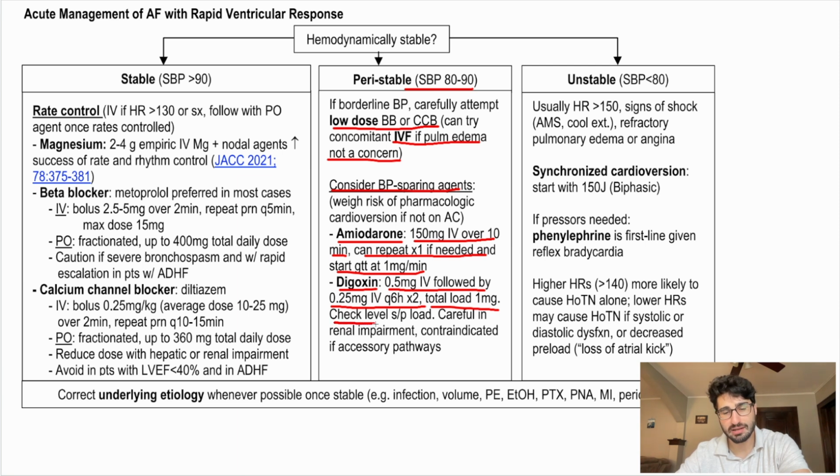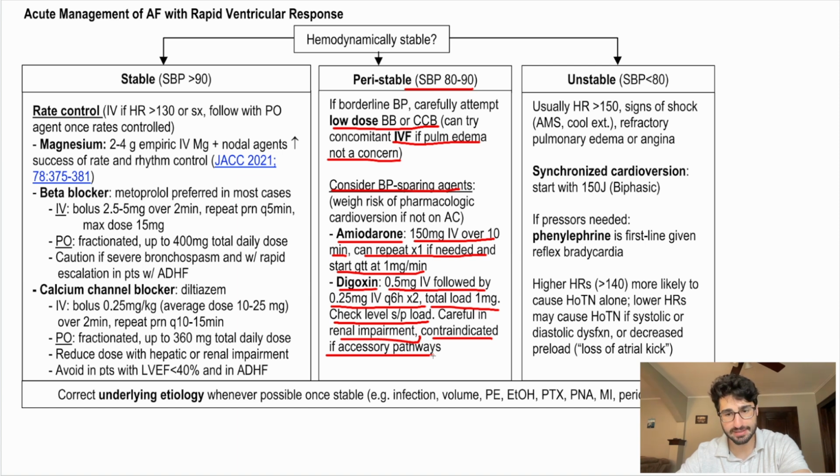For digoxin, it is important to monitor the serum levels of the drug, and this is especially important in patients with renal impairment, and the reason for this is because digoxin is going to be renally cleared. However, it is important to note that digoxin is contraindicated in patients with an accessory pathway that is capable of anterograde conduction, and we have this in patients with Wolff-Parkinson-White syndrome. Any pre-excitation syndrome visible on a resting ECG is going to be a contraindication.